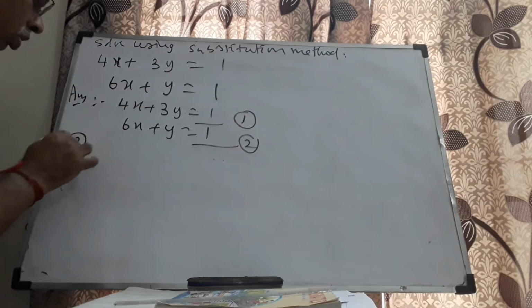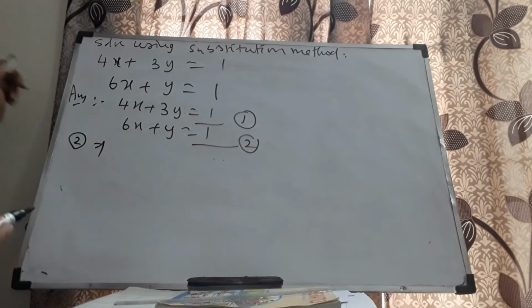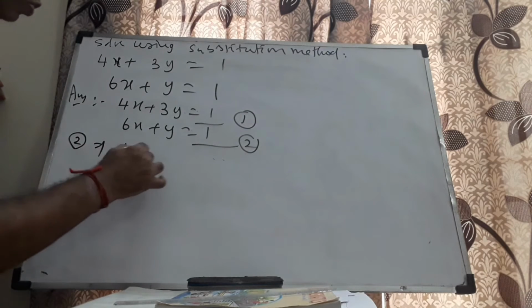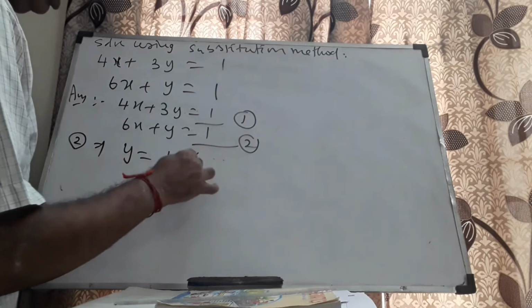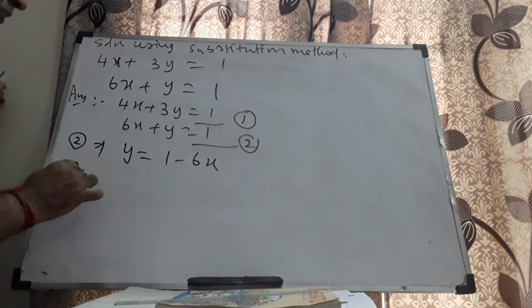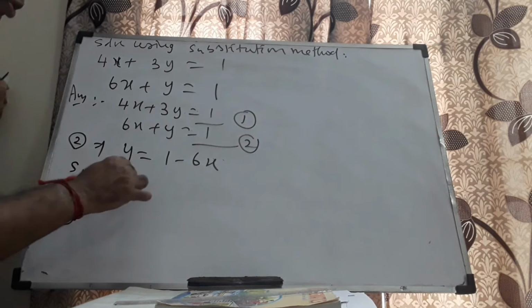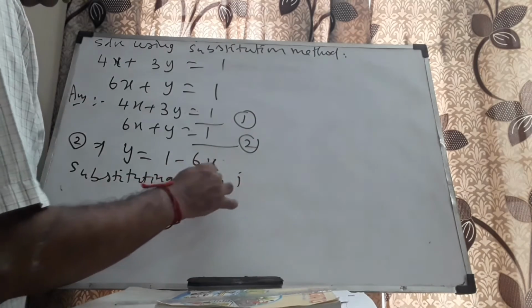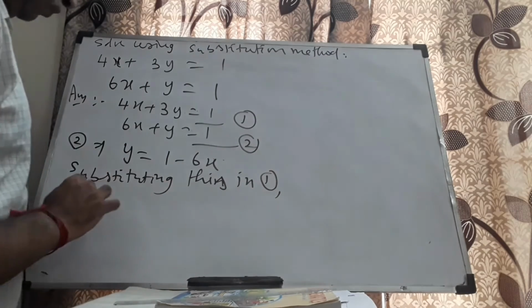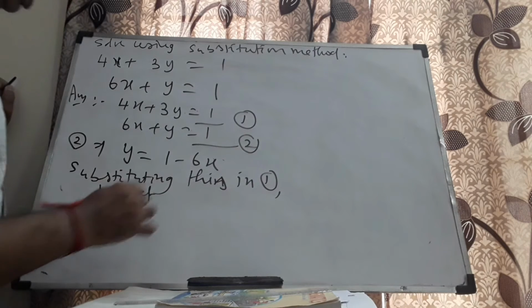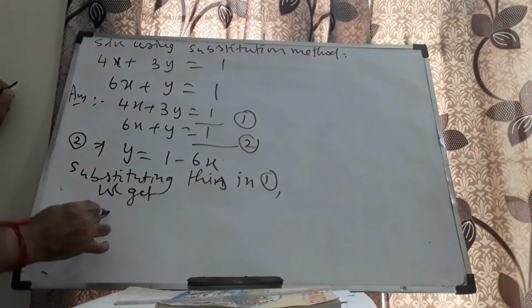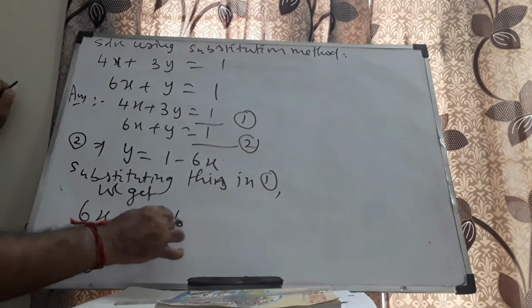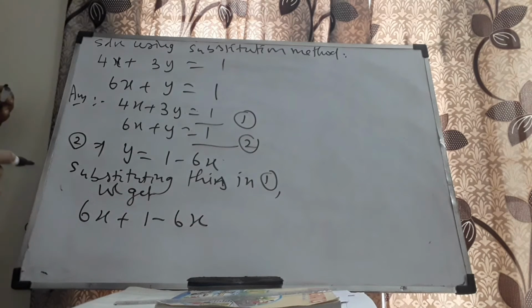Just listen. Now, it is easier to bring y in terms of x from 2. I will write it as y is equal to 1 minus 6x. Okay, substituting this in 1, what do I get here? 6x plus 1 minus 6x.